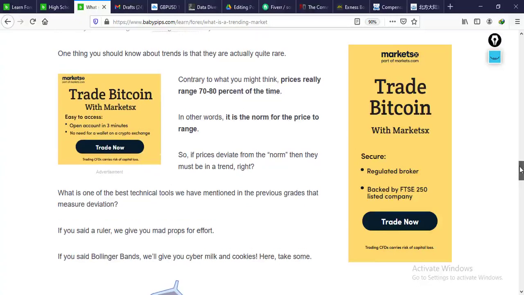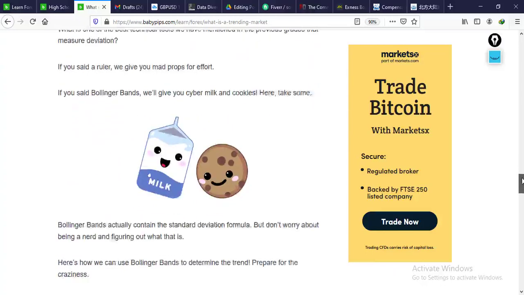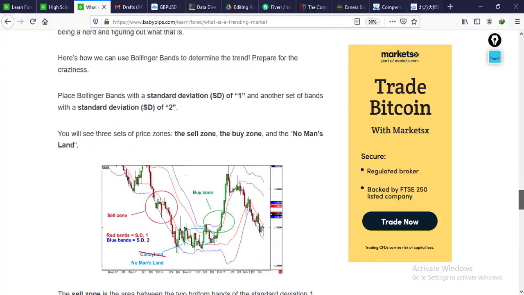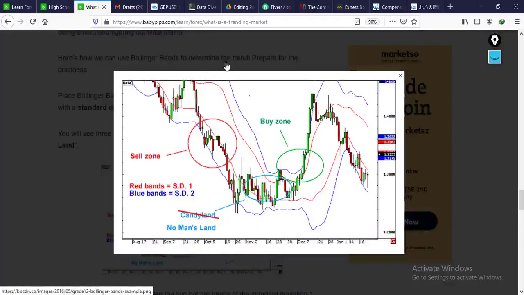So how do we trade the trend using Bollinger Bands? Pull up a Bollinger Bands, and for the first one we are going to put a standard deviation of 1, and then pull up another Bollinger Bands and set a standard deviation of 2, and then you will see the bands open in the market like this. You have Bollinger Bands 1 and you have Bollinger Bands 2.